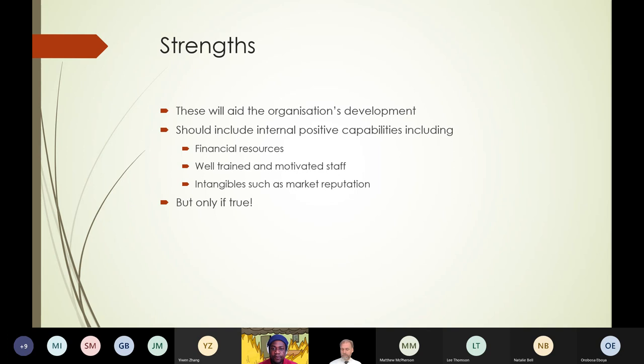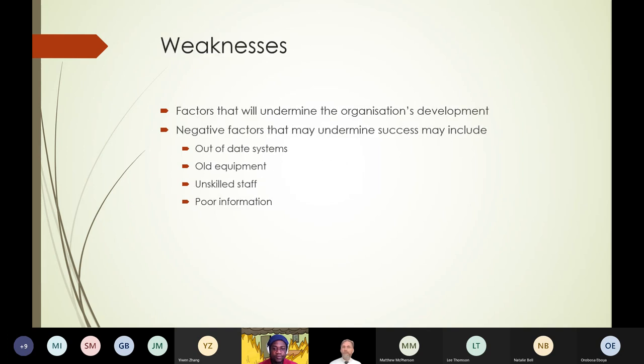And similarly, for things that are weaknesses, once they have identified their strengths, they're more likely to look at weaknesses and be more honest about identifying those weaknesses. And again, there's some suggestions up there, but I'm sure you can think of many more. And again, that becomes an issue if we come up against problems that people are unwilling to identify.